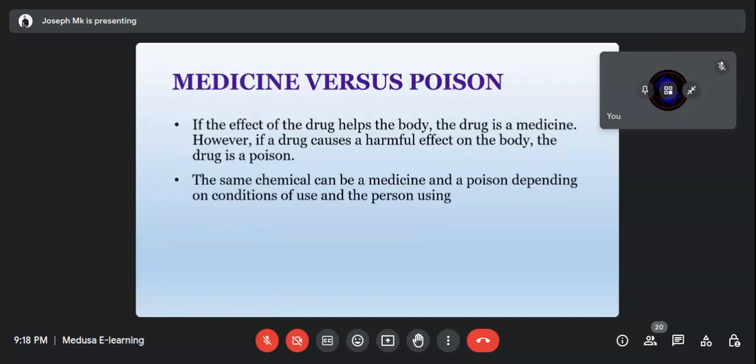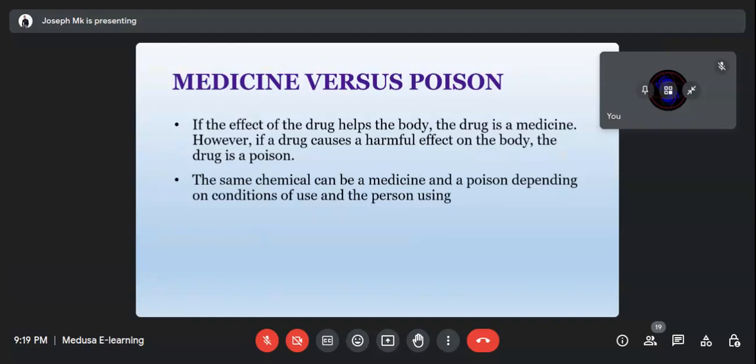I'm sure I talked about this already, medicine, or you can say drug versus poison. So, like I said, in case some people have just joined, if a drug does not produce a desirable effect on your body, once you take it, it gives you a rash.